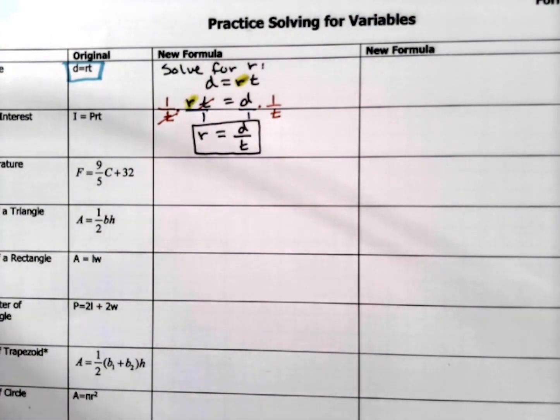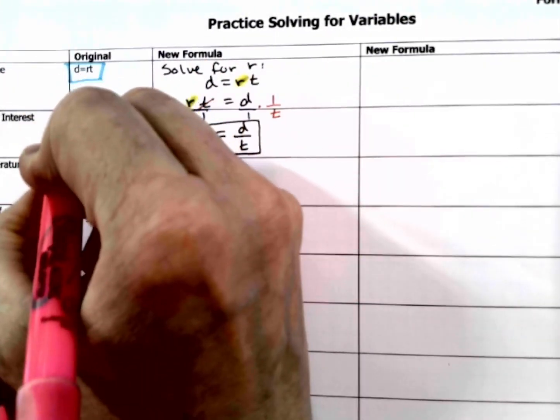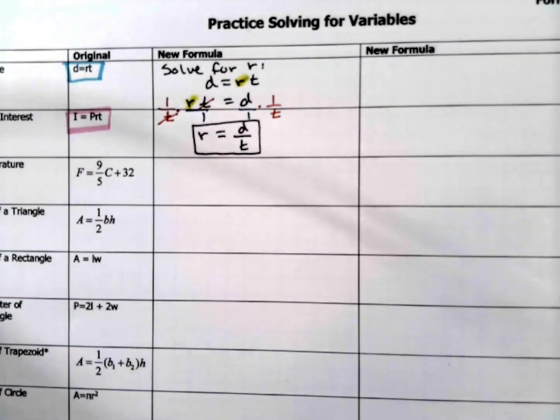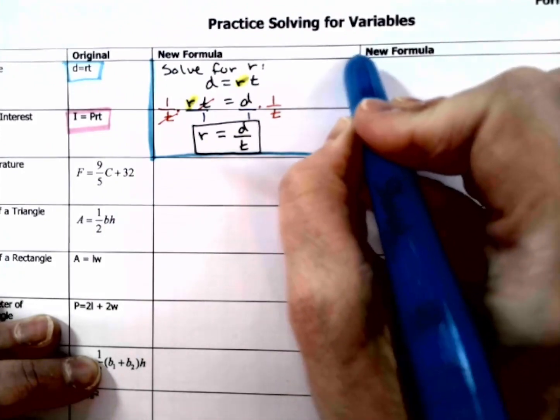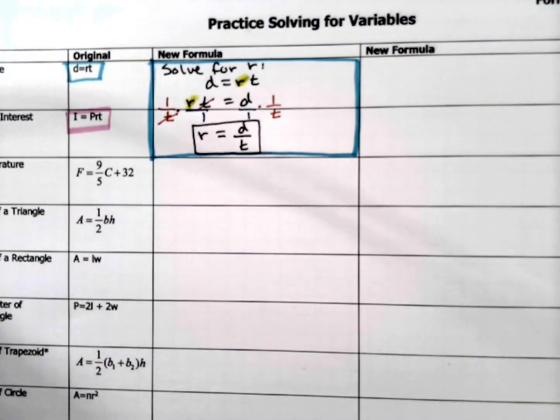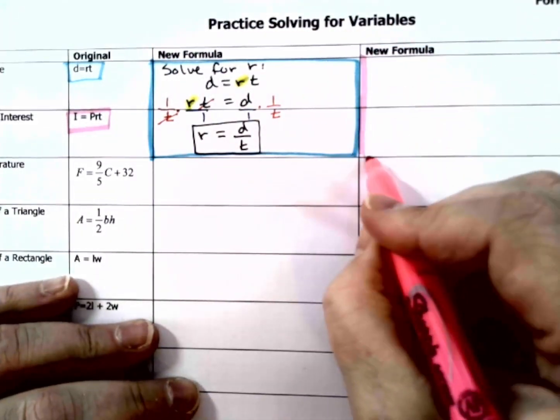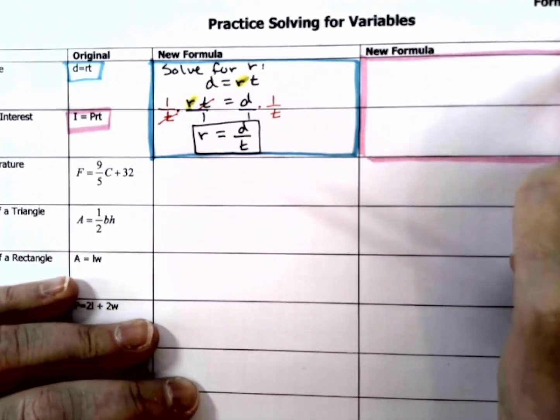Okay, so let's do I equals PRT. And again, we're not going to use all of these, and I'm sorry the spaces don't exactly line up. They were a little small for solving. So I'm just going to color code the boxes so you know what goes with which formula.